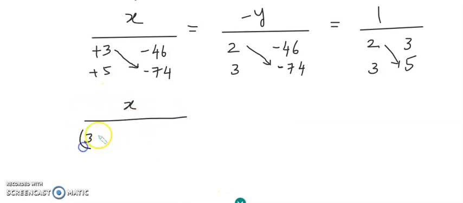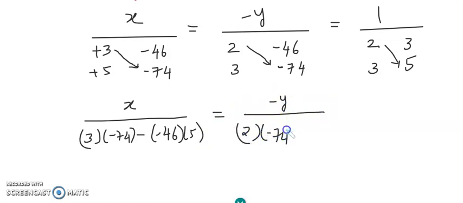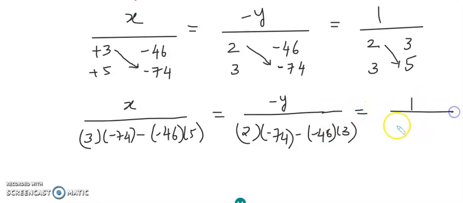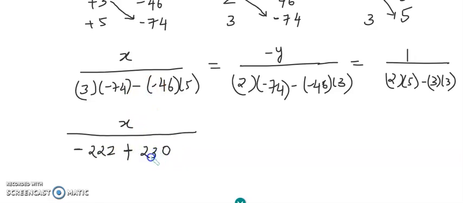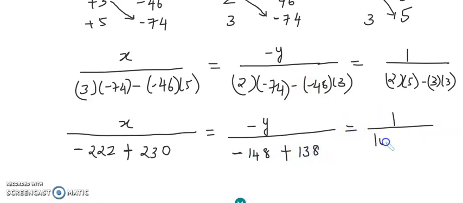Then again, what we'll write? x upon 3 times minus 74, minus 46 times 5, that is the formula, equals minus y upon 2 times minus 74 minus minus 46 times 3, right, equals 1 upon 2 times 5 minus 3 times 3. Am I clear? Okay, so let's write down x upon minus 222. Minus minus, this will be a plus. Okay, so 0, 230 equals minus y upon, yes, it's a minus 148. Then minus minus plus 138 equals 1 upon 10 minus 9.